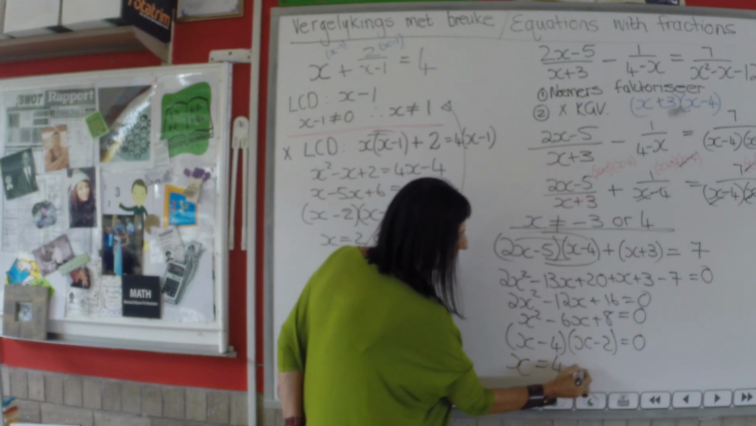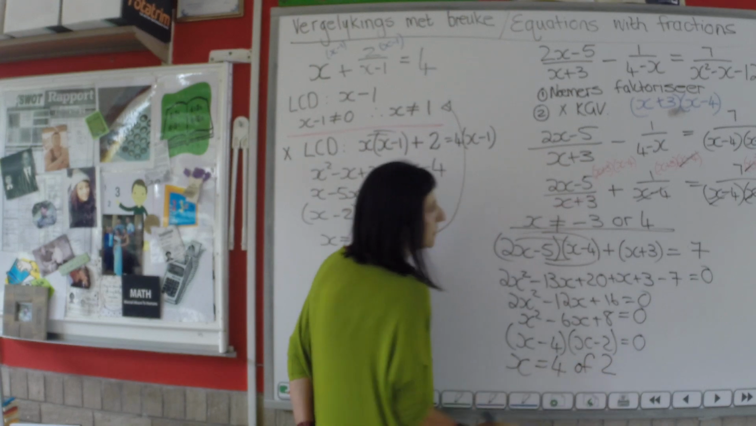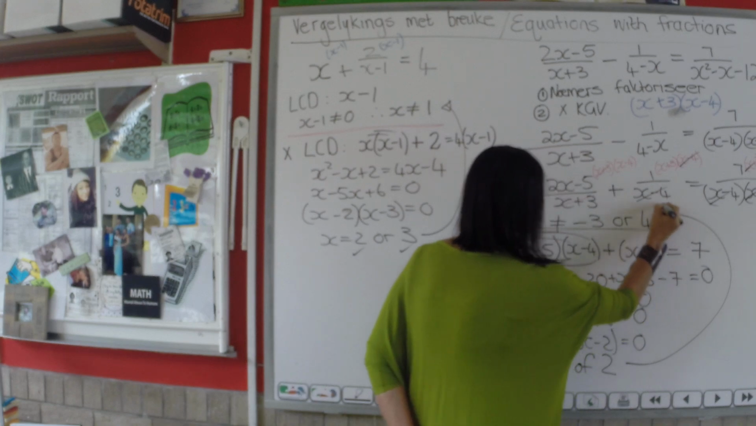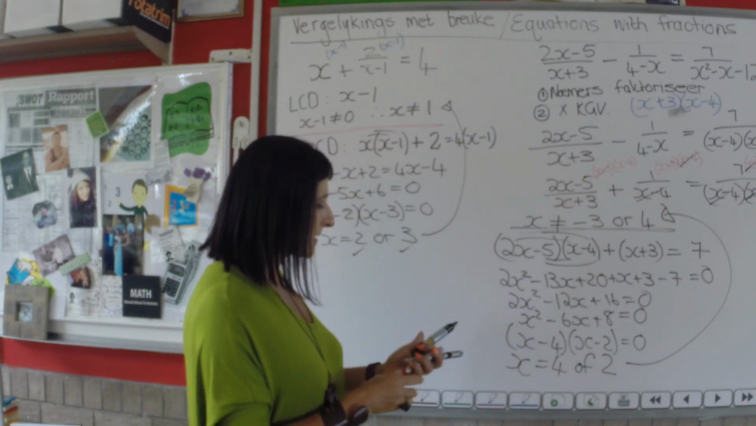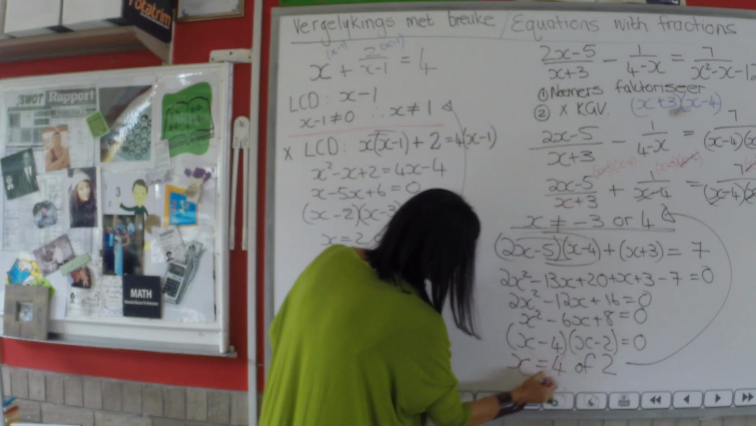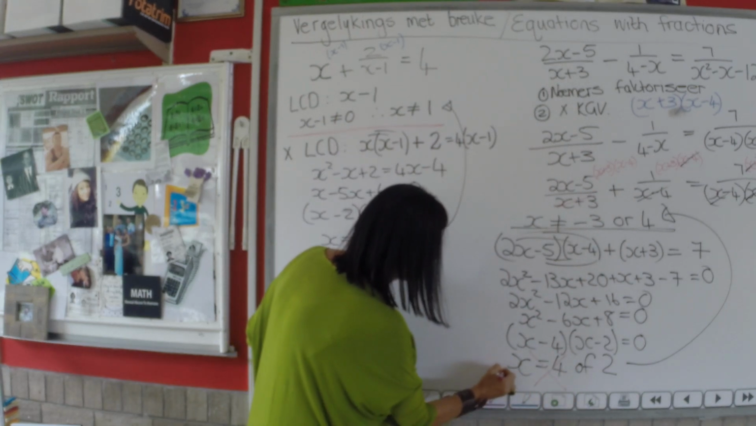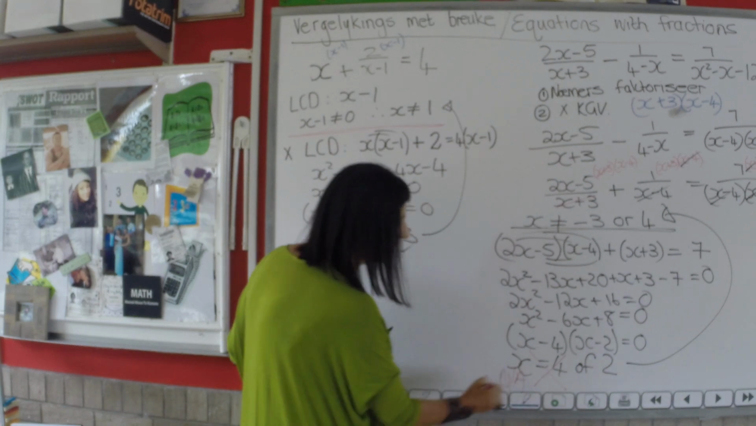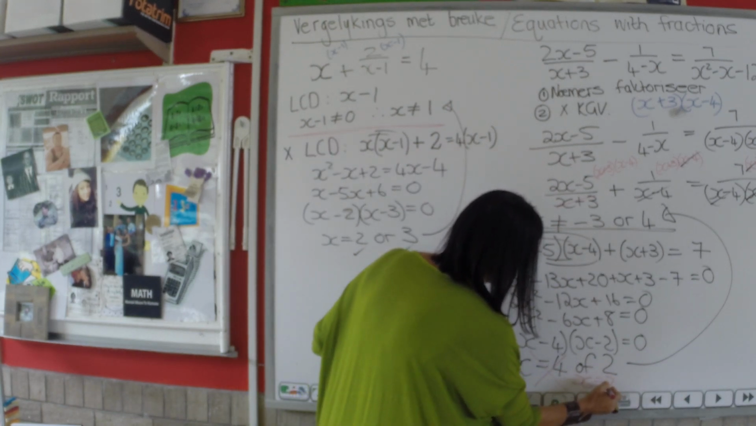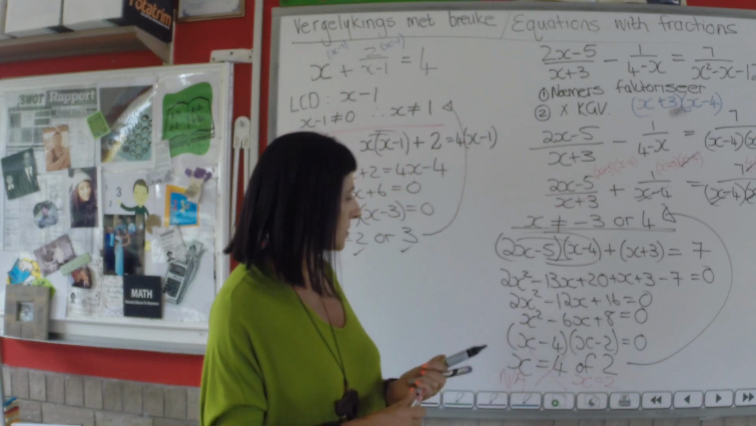X is equal to 4 or 2, and I'm immediately referring to this and I can clearly see that x cannot be 4. So I'm eliminating that value. This is not applicable and the only value that's legit is x equals 2.